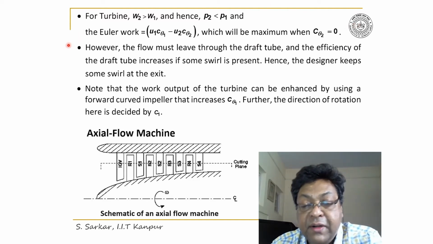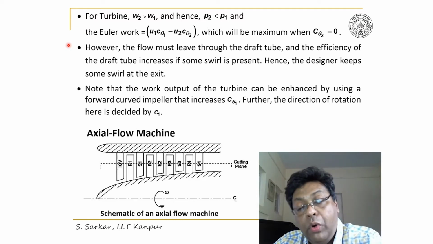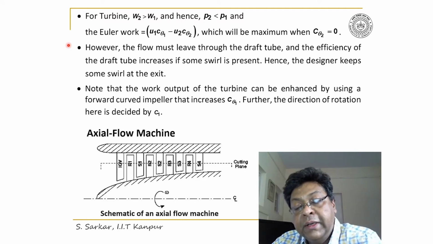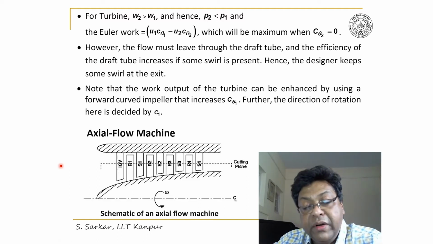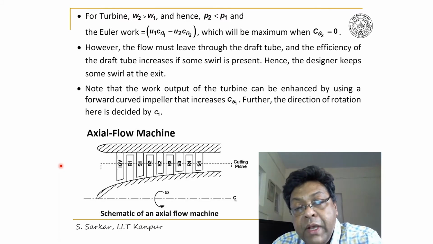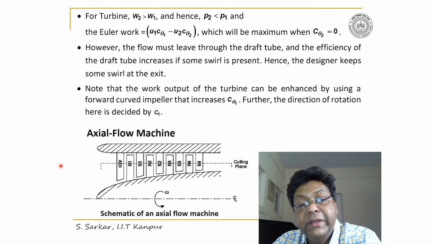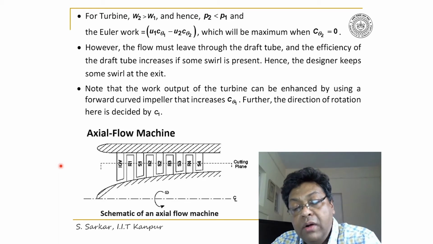Now, if we consider incompressible flow, suppose a water turbine, and finally water will be collected by a draft tube, and through the draft tube the water is thrown to the reservoir, and the efficiency of the draft tube increases if some swirl exists. That's why often designers keep some swirl at the outlet.